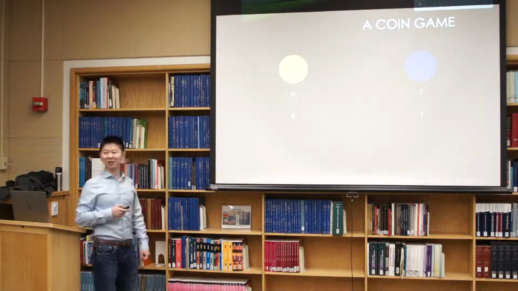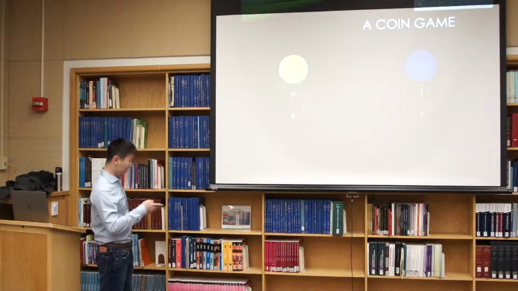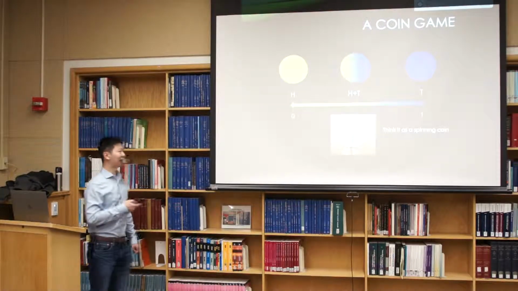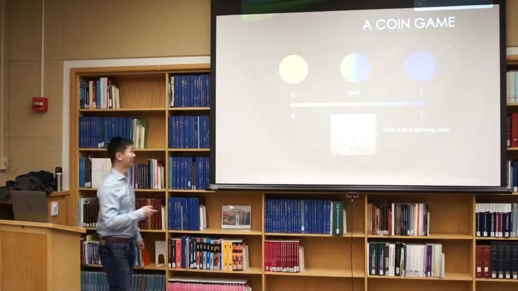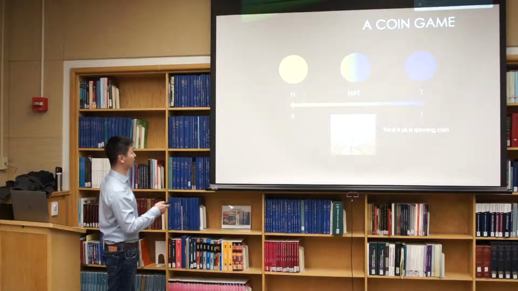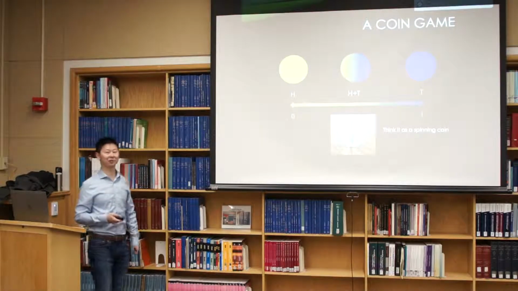But in a quantum computer, things are slightly more complicated. Instead of just being 0 and 1, a quantum bit can actually be in a combination of 0 and 1. So you can actually have something that is a combination, or superposition, of heads and tails in a quantum computer. So you can store this kind of information.